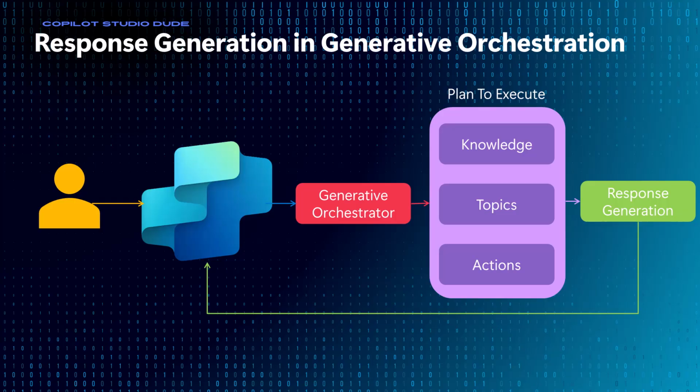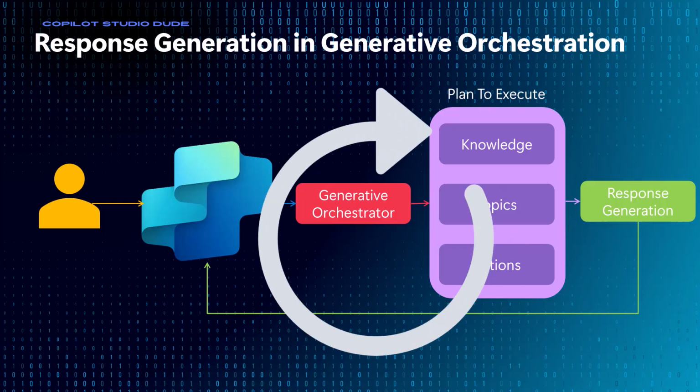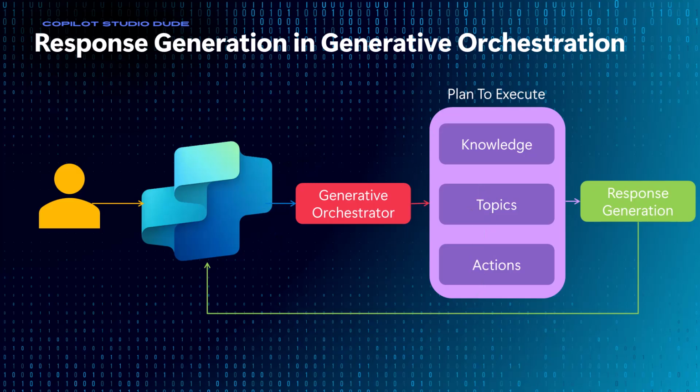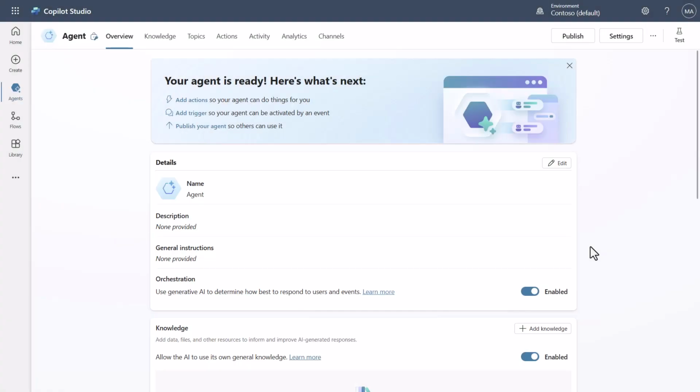The user could then ask a follow-up question, and of course the conversational context is passed into the generative orchestrator to build a new plan or enhance the plan, and do this over and over in multiple turns. So this is how generative orchestration and response generation is done inside of Copilot Studio today when you turn on generative orchestration. So now let's talk about topic triggers.